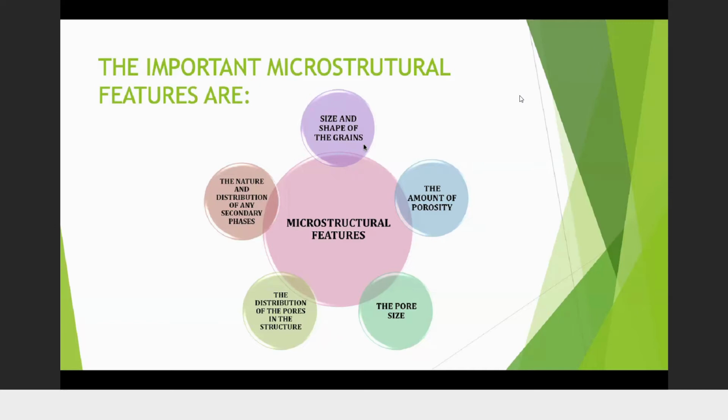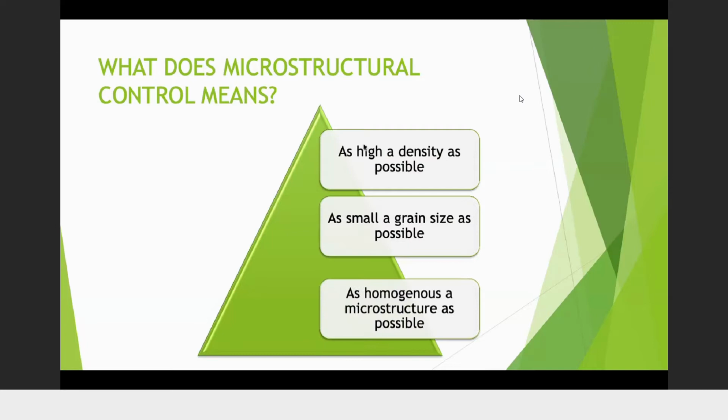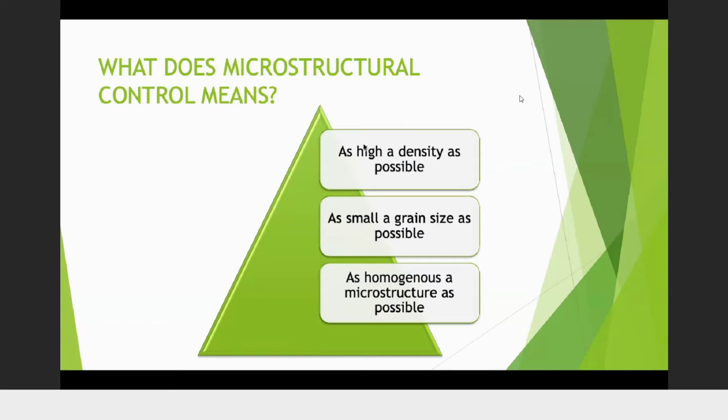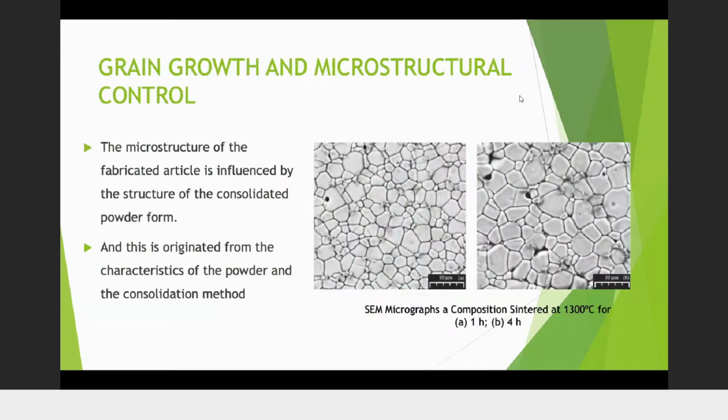So microstructure control means that we want as high a density as possible for your ceramics body, and we want the grain size to be the smallest that you can achieve, and also the size and shape must be as homogeneous as possible. Okay, because variation in the grain size and the microstructure will lead to deterioration of the properties.